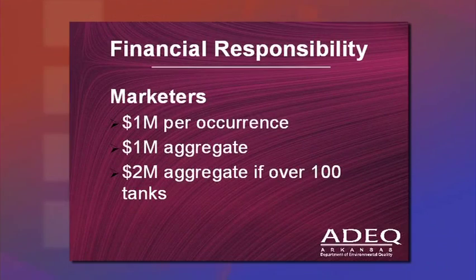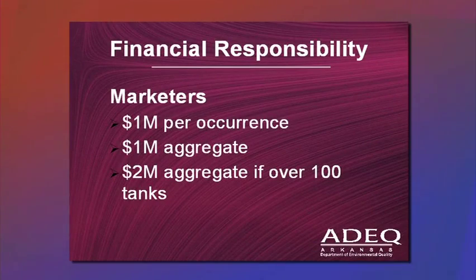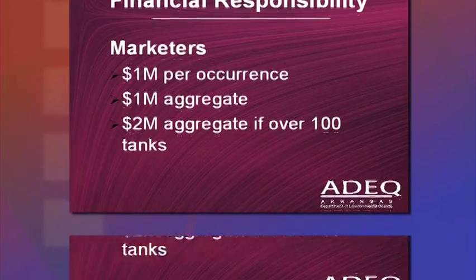Now, if you're an oil marketer, you have to show financial responsibility for $1 million per occurrence, a release at your facility, $1 million. You have to show financial responsibility for $1 million aggregate. And if you've got more than 100 tanks, then you have to show you have financial responsibility for $2 million.